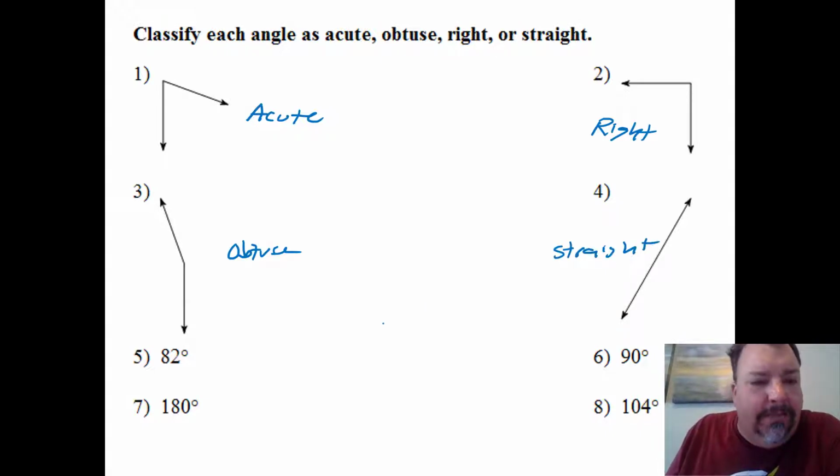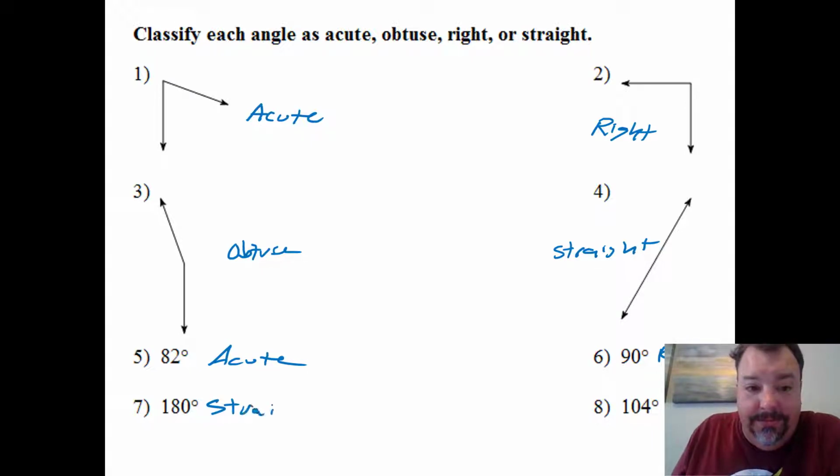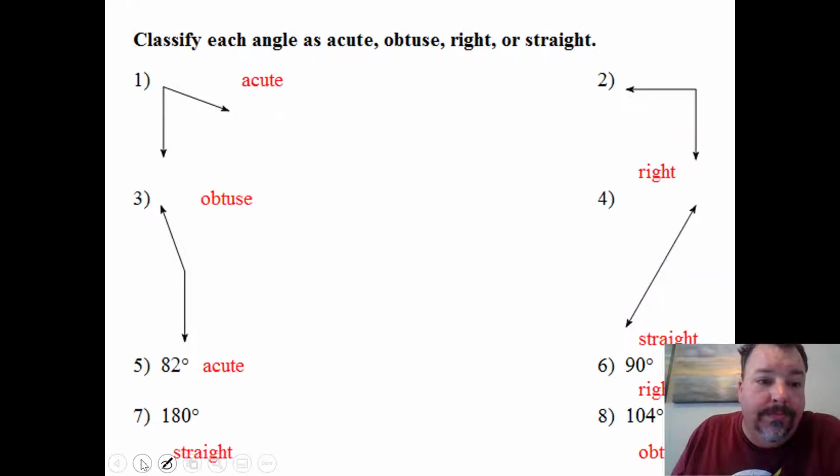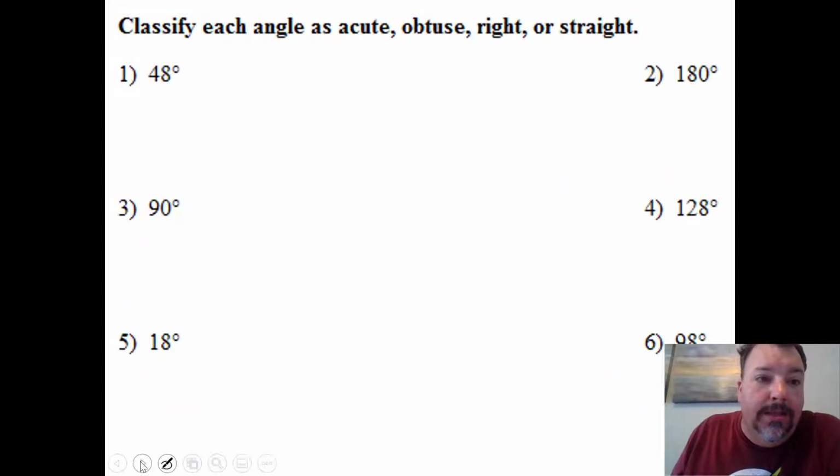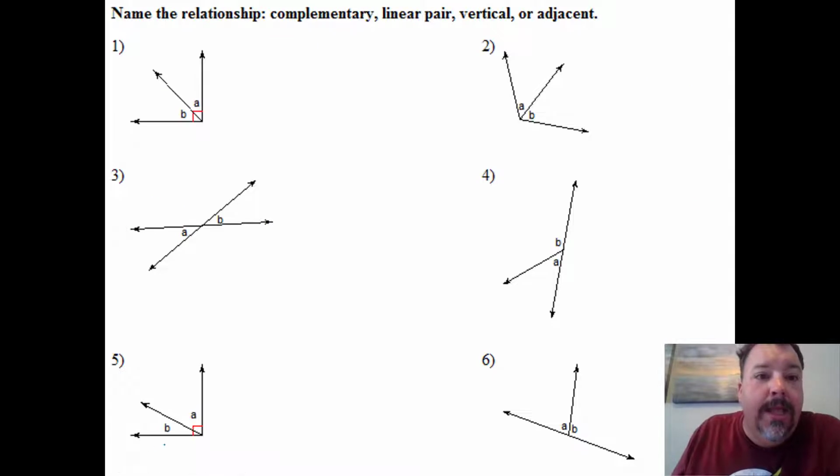So you can do it based off appearance. You can also do it based off of the angle measure. If it's 82 degrees, that's less than 90. That's going to make it acute. 90 degrees, that's exactly 90 degrees. That's going to make it right. 180 degrees, that's a straight angle. And 104, that's going to be an obtuse angle. There's some extra practice there as well.